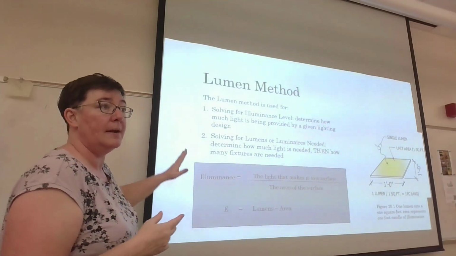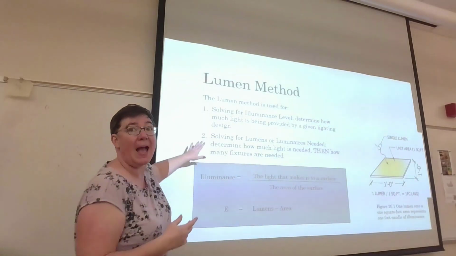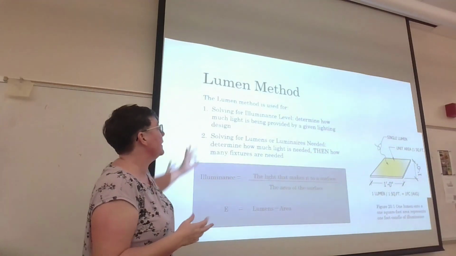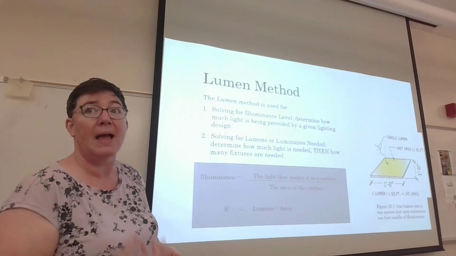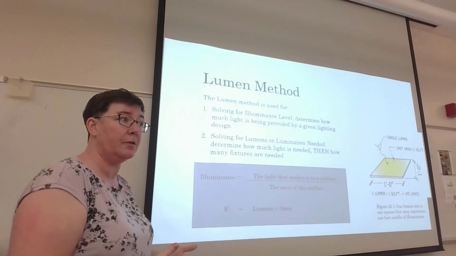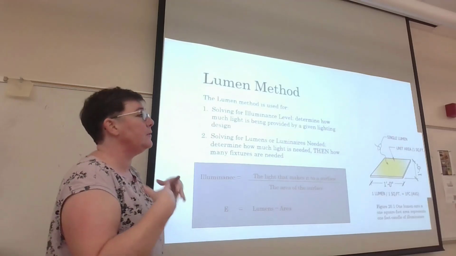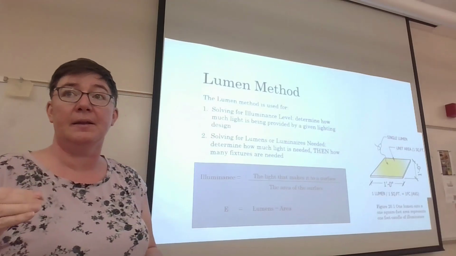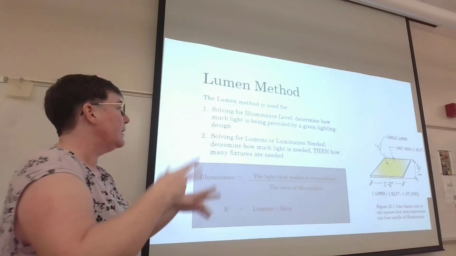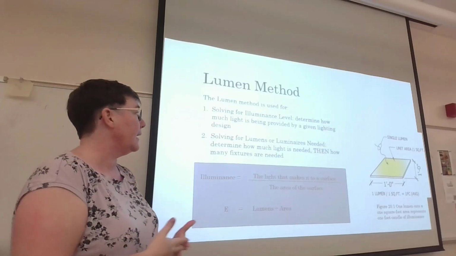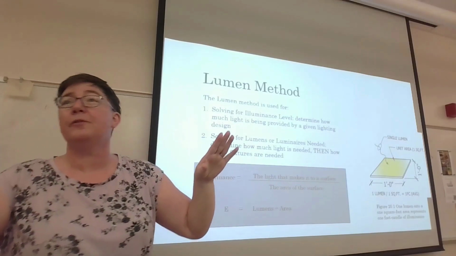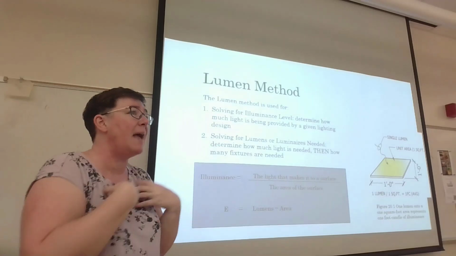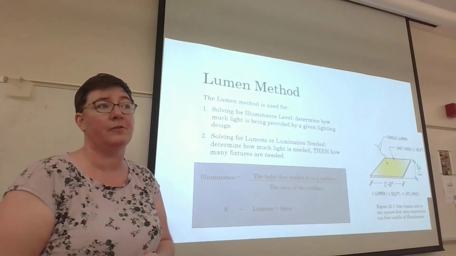Alternately, you can kind of work it forwards or backwards. Alternately, you can solve for how many lumens are needed in the room and therefore how many luminaires. So if you determine how much light is needed, then you can work backwards and find out how many fixtures are needed. So this equation works forwards or backwards depending on what type of information you're looking for.